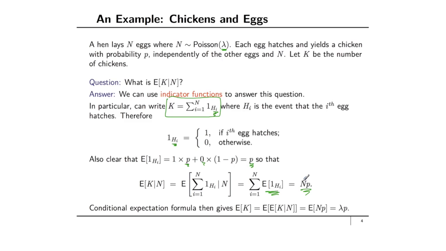Okay, so now we can use the conditional expectation formula to compute the expected value of k. The expected value of k is equal to the expected value of k given n, which we have calculated to be np. So now the expected value of k is the expected value of np. p is a constant, so it can come outside over here. And the expected value of n, well, n is Poisson, we're told, and if we recall, the expected value of a Poisson random variable is equal to lambda, and so that's why we get the lambda down here. And so we see that the expected number of chickens is equal to lambda times p.